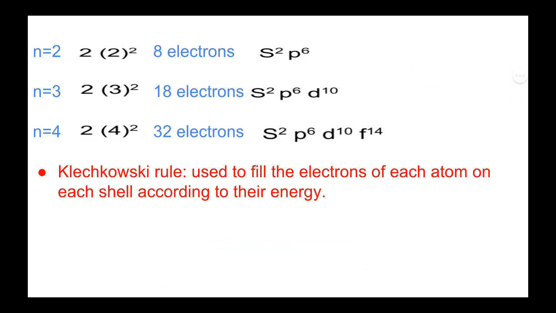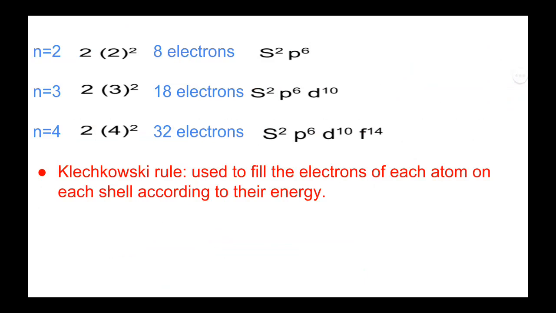Okay? n equal 4, which is the fourth energy level. Again, we replace the n by 4. It is 2 into 4 squared. 4 squared is 16, 16 times 2 equals 32 electrons. We have to distribute these 32 electrons on the subshells. s2, p6, d10, they are 18 electrons. Still 14 electrons. I put them on f14. I hope it's clear for you now. You can practice it at home.